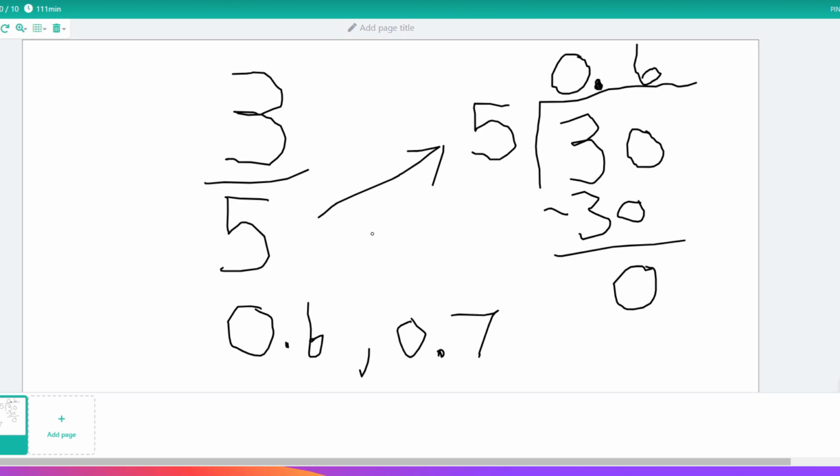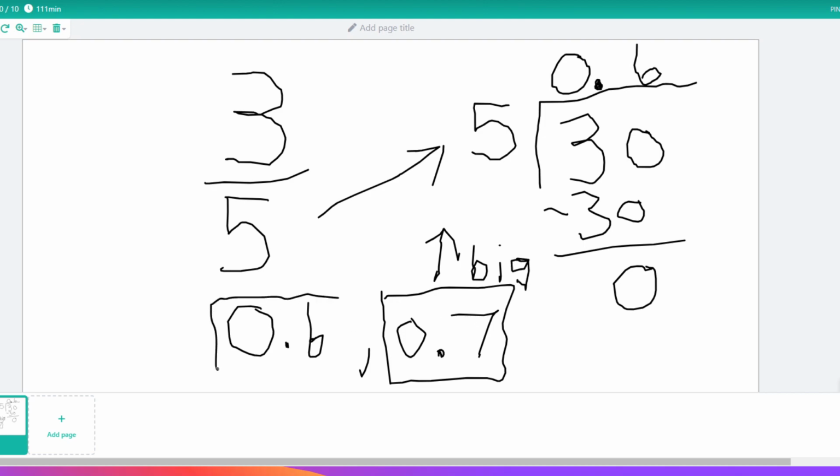Now we can clearly order them. I'll put a little up arrow for the biggest, because 0.7 is bigger than 0.6. And this is my smallest, so a down arrow. And that is how you compare two numbers that don't look the same.